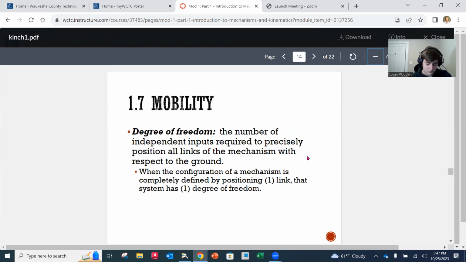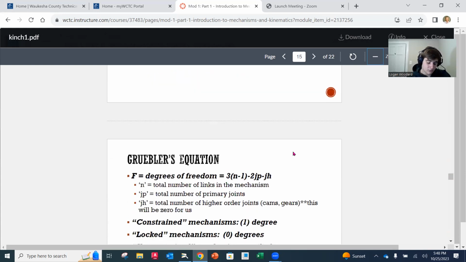Okay. So when the configuration of a mechanism is completely defined, we position basically 1 link, and then we have 1 degree of freedom to do that entire thing. That is the best type of configuration, meaning it's very user-friendly. I only have to move 1 thing. I only have to rotate 1 thing in order to get the rest of the mechanism to do what it's supposed to do. If I have to start doing 2, 3, and 4 things to get something in its final position, it's just more complex and harder to maneuver. Okay, so we try to make things as easy as possible whenever we're designing.